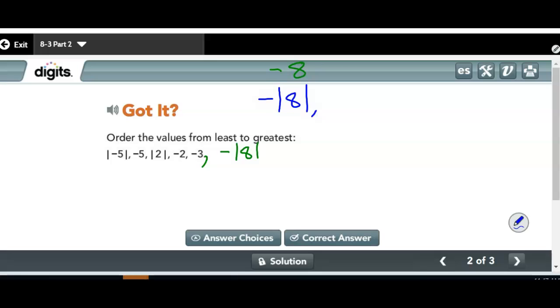So what's after negative 8? Shiloh. Negative 5. Which has a value of negative 5. What's after negative 5? Bryce. Negative 3, which has a value of negative 3. Alright, what's next? Karen. Negative 2. Awesome job. Negative 2. Okay. After that, Melody.